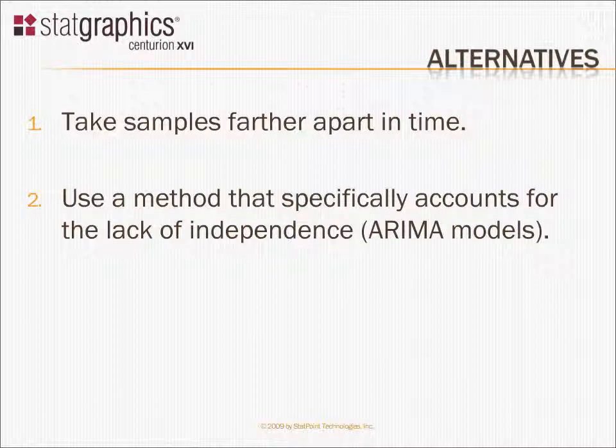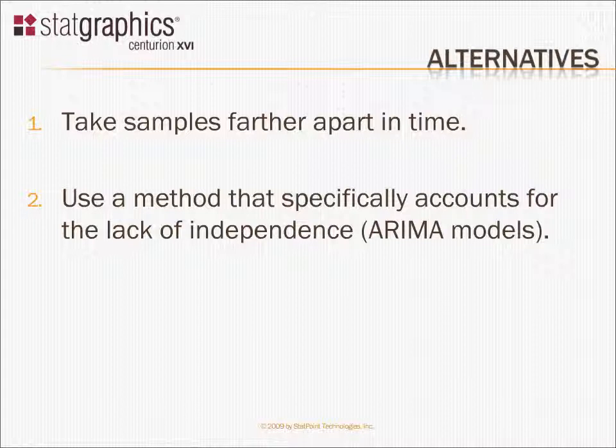Now that we've seen some correlation between consecutive observations in the column of concentration, what do we need to do? Well, one thing we could do to get ourselves a random sample, a sample of independent observations, would be to take samples farther apart in time. We saw that observations were correlated 1 minute apart. If we reduced our sampling frequency, perhaps sampled 5 minutes apart, we could perhaps get something much closer to an independent sample. And I'll demonstrate that in just a minute. A second approach would be to use a method that specifically accounts for the lack of independence. In a future video, I'll be talking about the use of ARIMA models both for control charts and general forecasting purposes. But in this video, I'm going to talk about the first approach, taking samples farther apart.